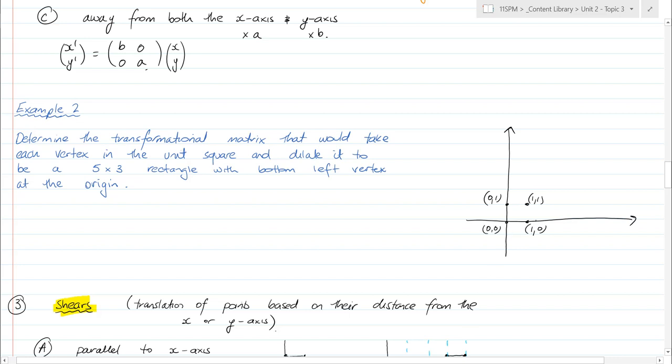And the unit square is being dilated out to this purple rectangle, which goes to 5, 0, 5, 3, and 0, 3, and obviously 0, 0. So it's going out to that new rectangle there. So what will the matrix be?